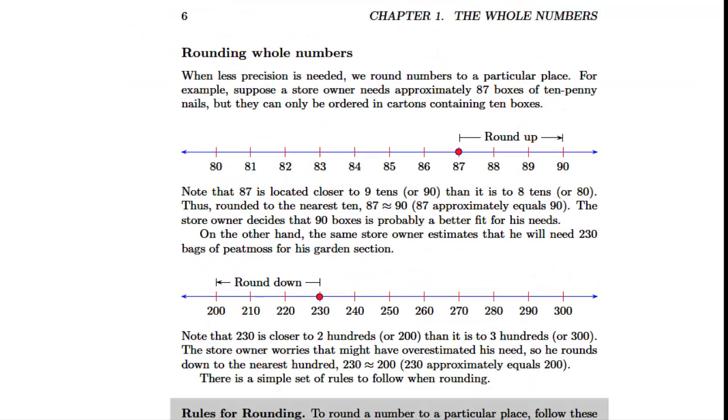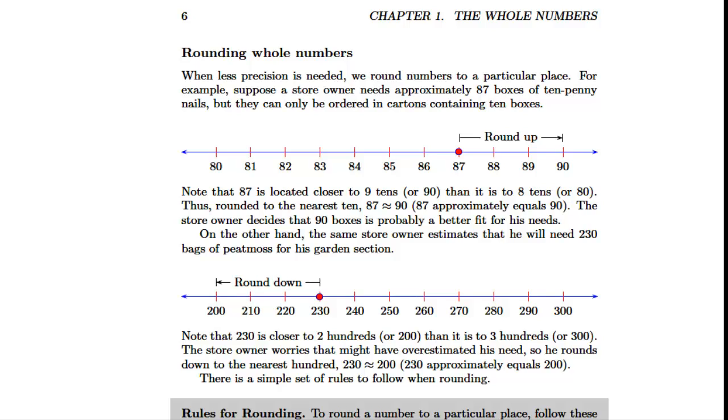Rounding whole numbers. When less precision is needed, we round numbers to a particular place value. For example, suppose a store owner needs approximately 87 boxes of 10-penny nails, but they can only be ordered in cartons containing 10 boxes. Note that 87 is located closer to 9 tens or 90 than it is to 8 tens or 80. Thus, rounded to the nearest 10, 87 approximately equals 90. The store owner decides that 90 boxes is probably a better fit for his needs.